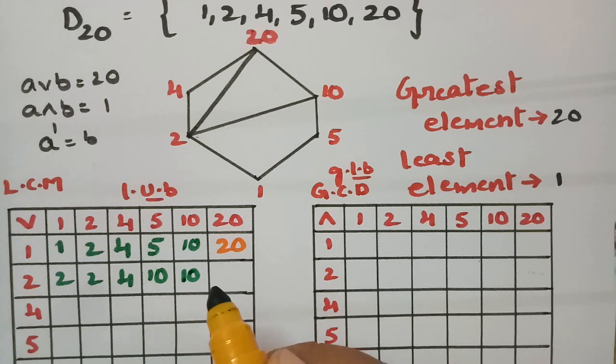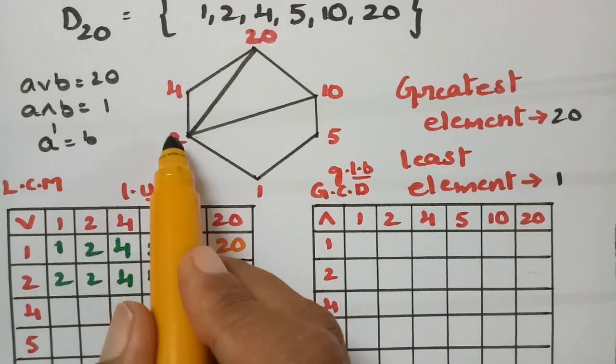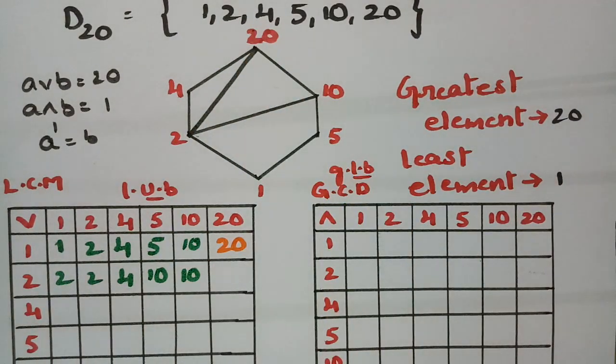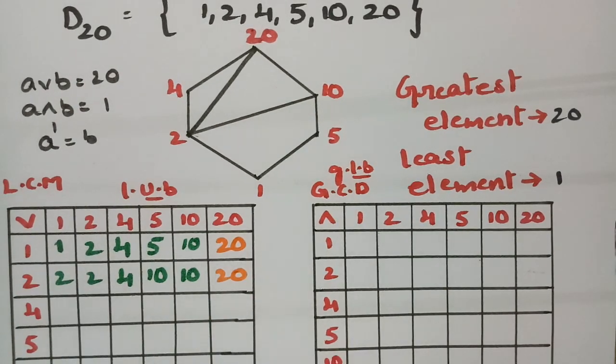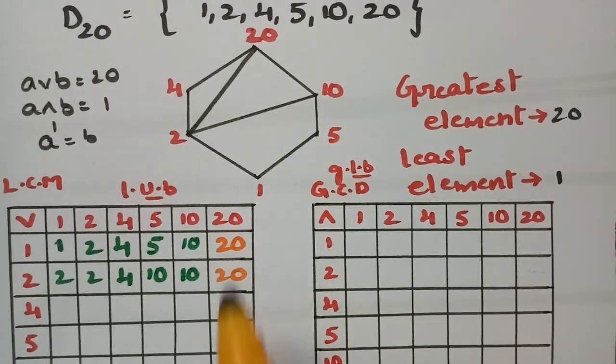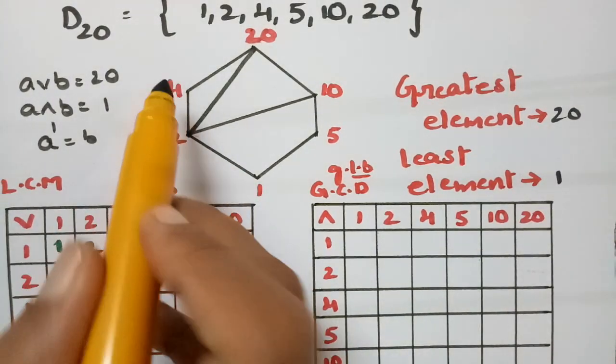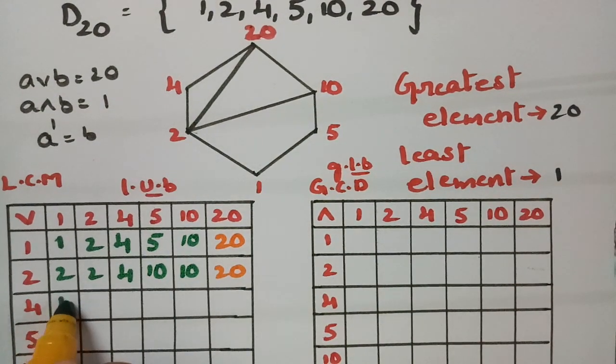For the next one, for 2 and 20. So this is 2 and 20. What is an upper bound here? This one is nothing but 20. So this is 20 here. And next, coming to 4 and 1. Among 4 and 1, what is the upper bound here? The upper bound is nothing but 4.